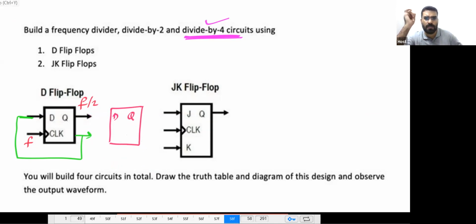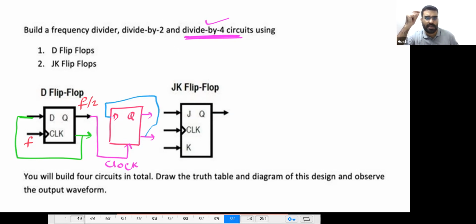What do I need to do? I need to connect this as a clock. The output of the first D flip-flop, I will give as a clock to the next D flip-flop. This is what I will do. Correct? And this setting is the same. Okay, that's it. Very simple.